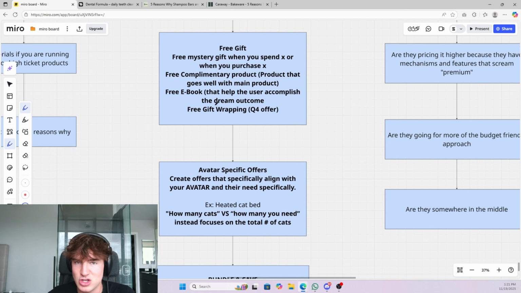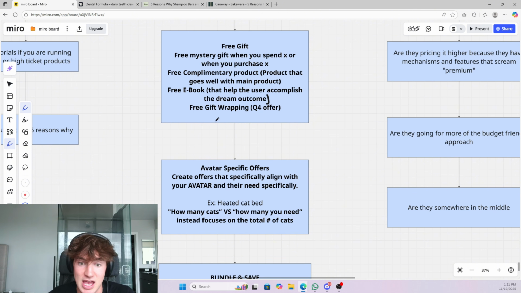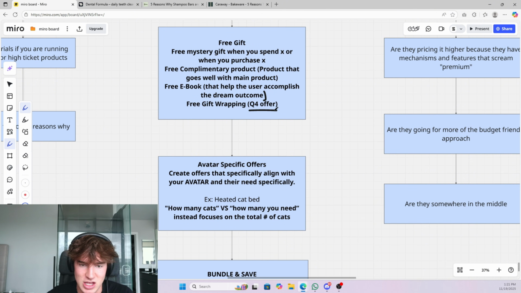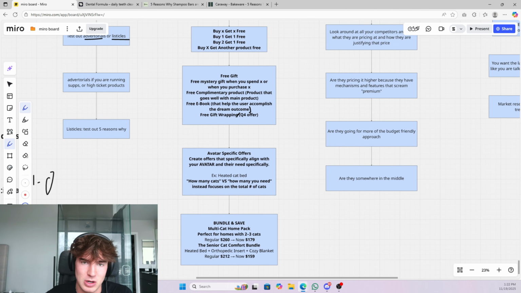Free ebook. You want to make sure that this ebook is actually going to help accomplish the customer's dream outcome. Don't just give them some random ebook on some nonsense. Give them something that's actually going to help them. And then this is really good, especially for Q4: free wrapping paper. Especially if it's a giftable product and it's something that somebody's going to be giving to somebody for Christmas.